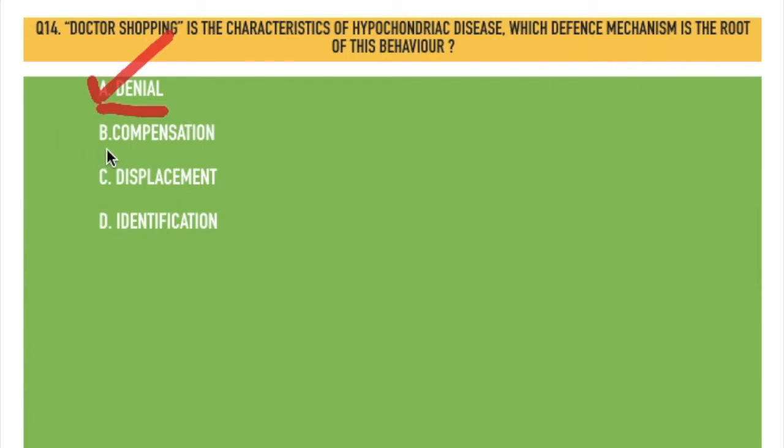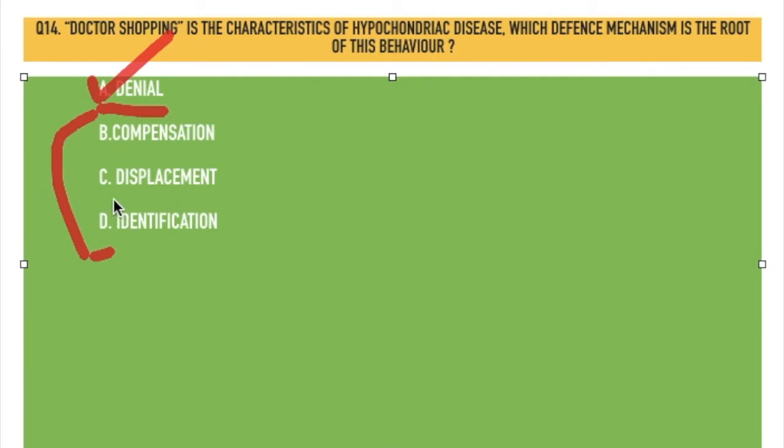Let's see other options. The compensation. These three are also defense mechanisms. First one, compensation. Compensation is a person compensate his weakness in one area by excelling or performing well in another field. For example, if a person is very weak in his studies, he is compensating it by excelling or performing well in football. That is compensation.